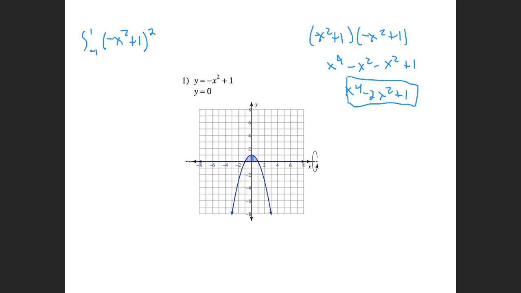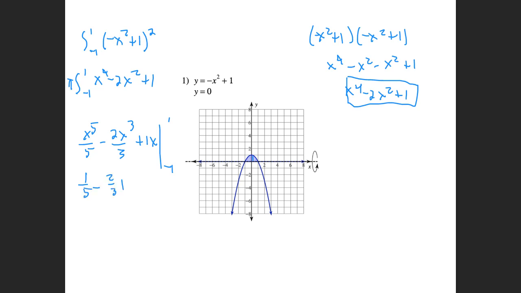All right, so now I have the integral from negative 1 to 1 of x to the fourth minus 2x squared plus 1. Got to take the integral. So x to the fifth over 5 minus 2x to the third over 3 plus 1x from negative 1 to 1. I still have pi out here. I always forget to write that in. So if I put 1 in here, that gives me 1/5 minus 2/3 plus 1 minus, and then I have to put the negative 1 in here.